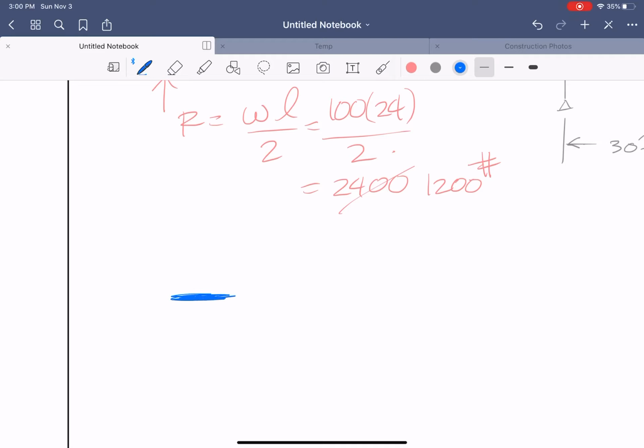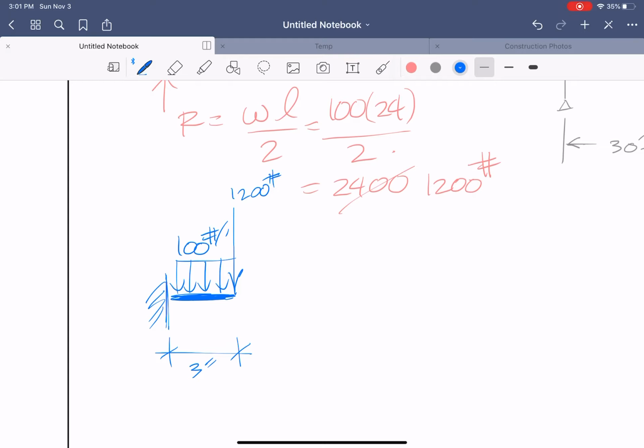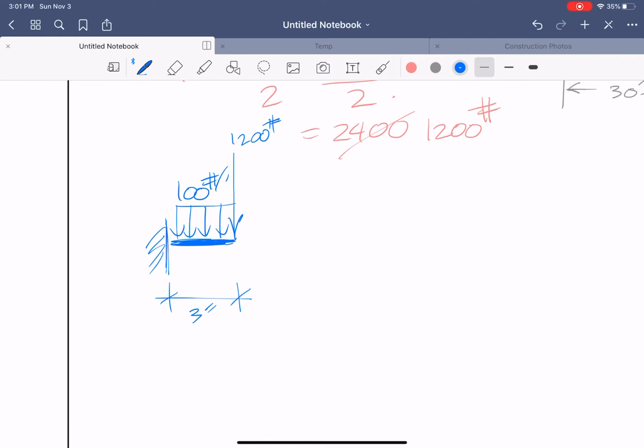It's like that. Okay, we know that that's essentially a fixed connection. We know that that distance is 3 feet. The load of the reaction that we have is 1200, and we have a distributed load of 100 pounds per foot. So what is the moment? We know that the moment is going to be 1200 times 3 feet.